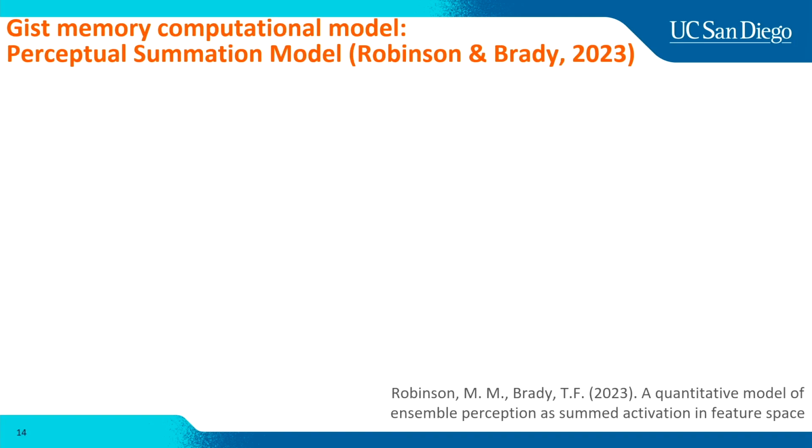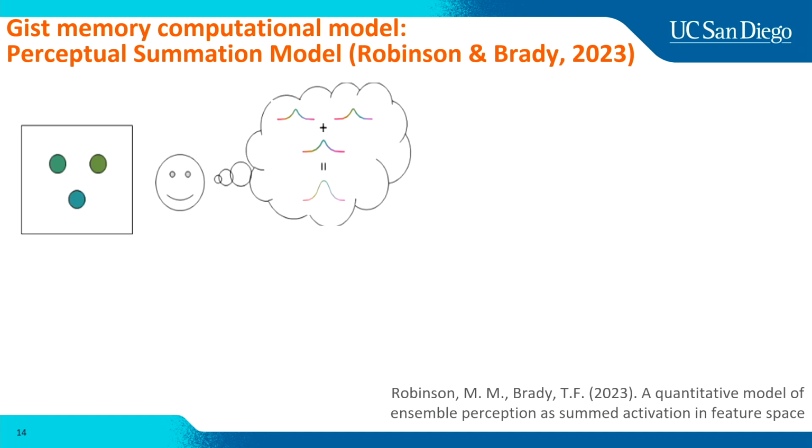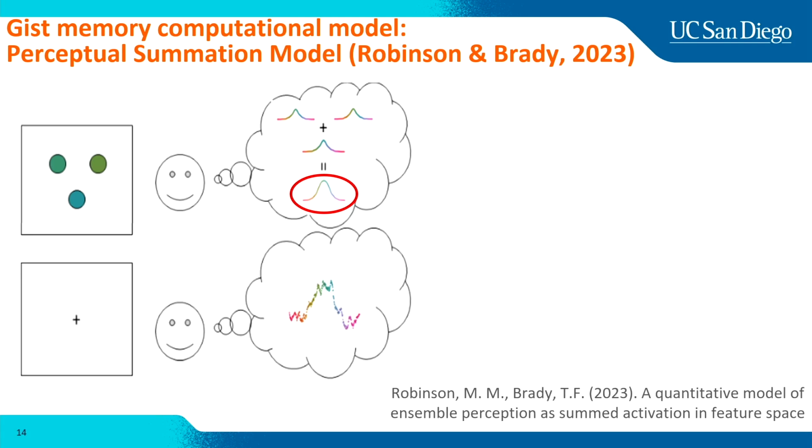So the computational model that accounts for gist memory is the perceptual summation model, which was evaluated in a paper by Dr. Maria Robinson and Dr. Timothy Brady, published in Nature Human Behaviour. This model is very similar to the individual items model I showed you before, except instead of maintaining the activations for each individual item, the model proposes that people pool over these representations via summation to create a gist memory representation. As you can see from the example, when people encode these 3 similar items, they also automatically sum their activations. And this pooled signal is imperfect. It gets corrupted by correlated noise after the pooling stage.